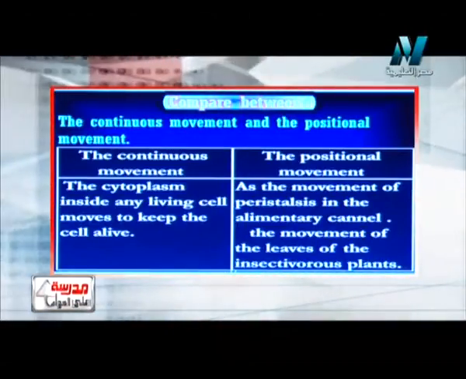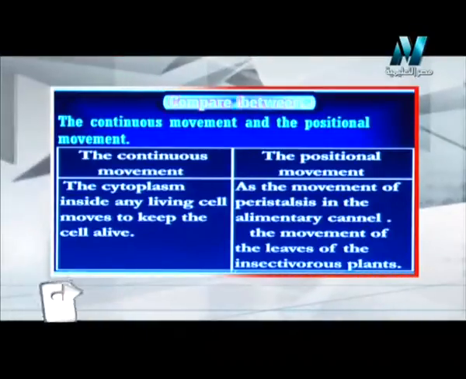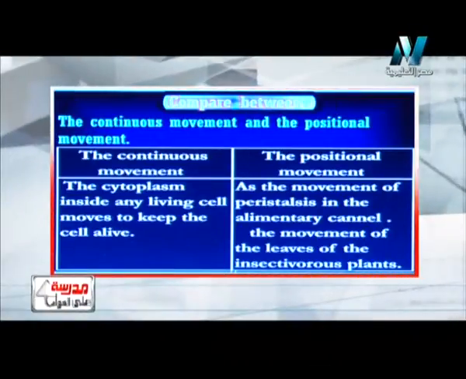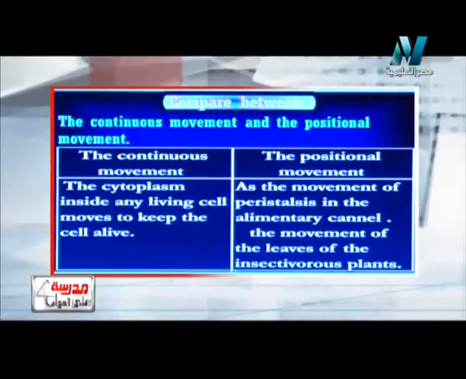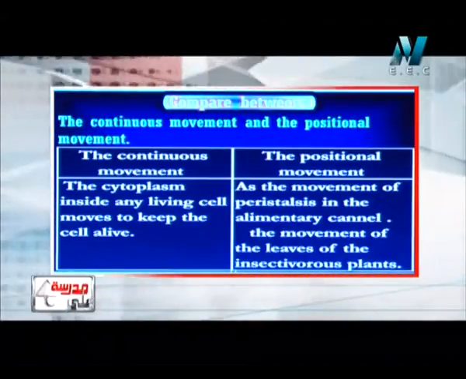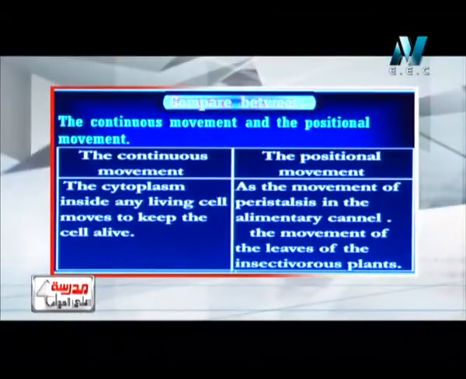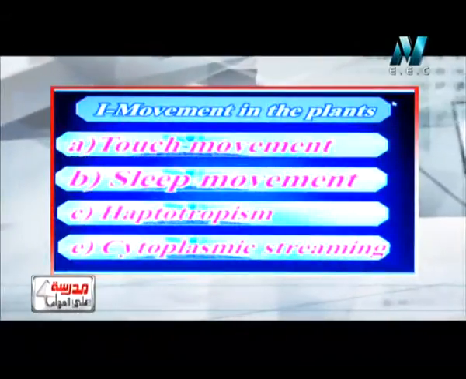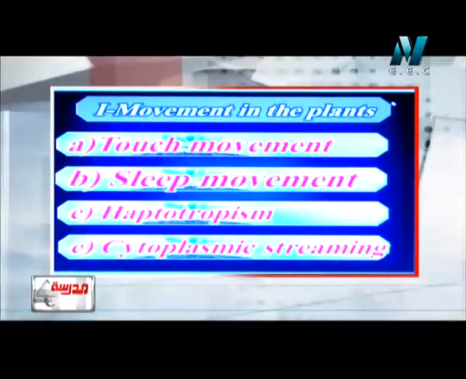But the positional movement is, for example, the peristalsis movement in the alimentary canal, the movement of the leaves of insectivorous plants, or the movement of any part of the body while staying in the same position. That's called the positional movement. What about the types of movement in plants?